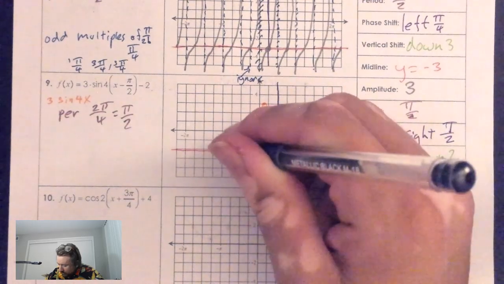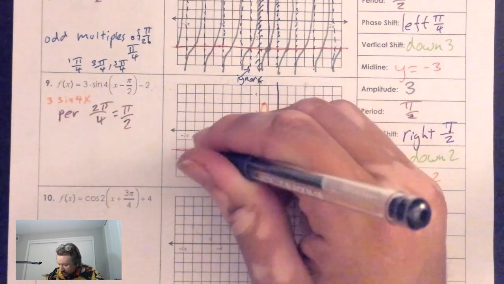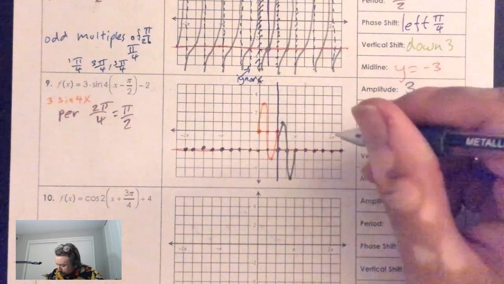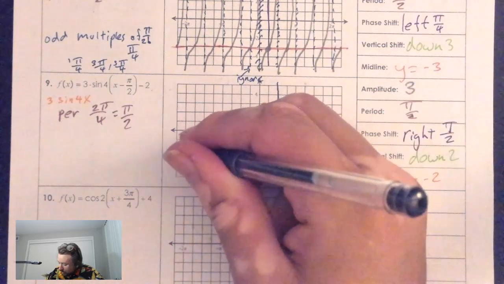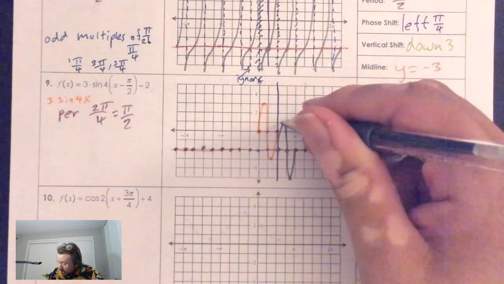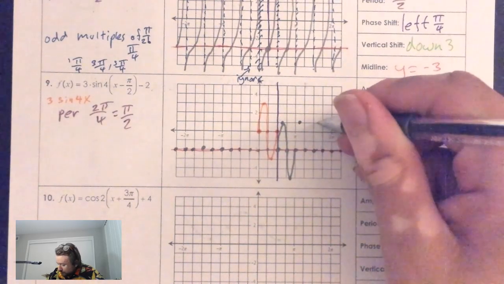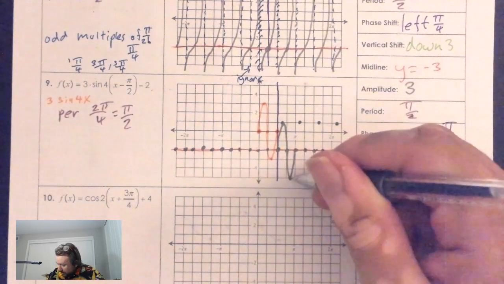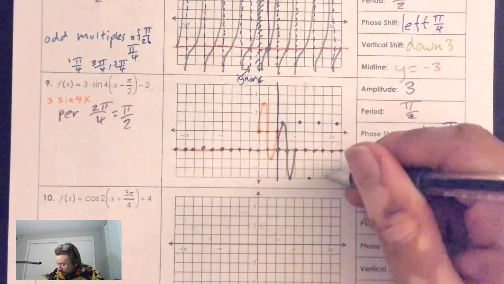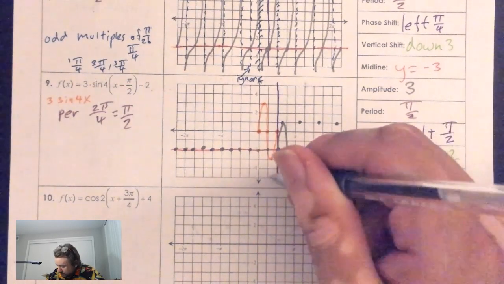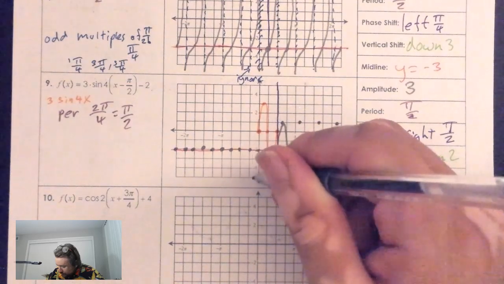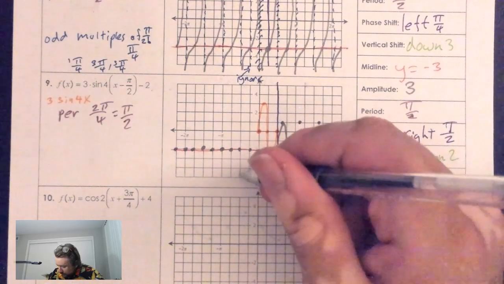What I'm doing right here is drawing all my places where they intersect the x-axis before I draw all my peaks. And I know that my peaks are going to be pi over 2 away from each other. And my crests are also going to be pi over 2 away from each other. And so that makes it a bit easier to draw.